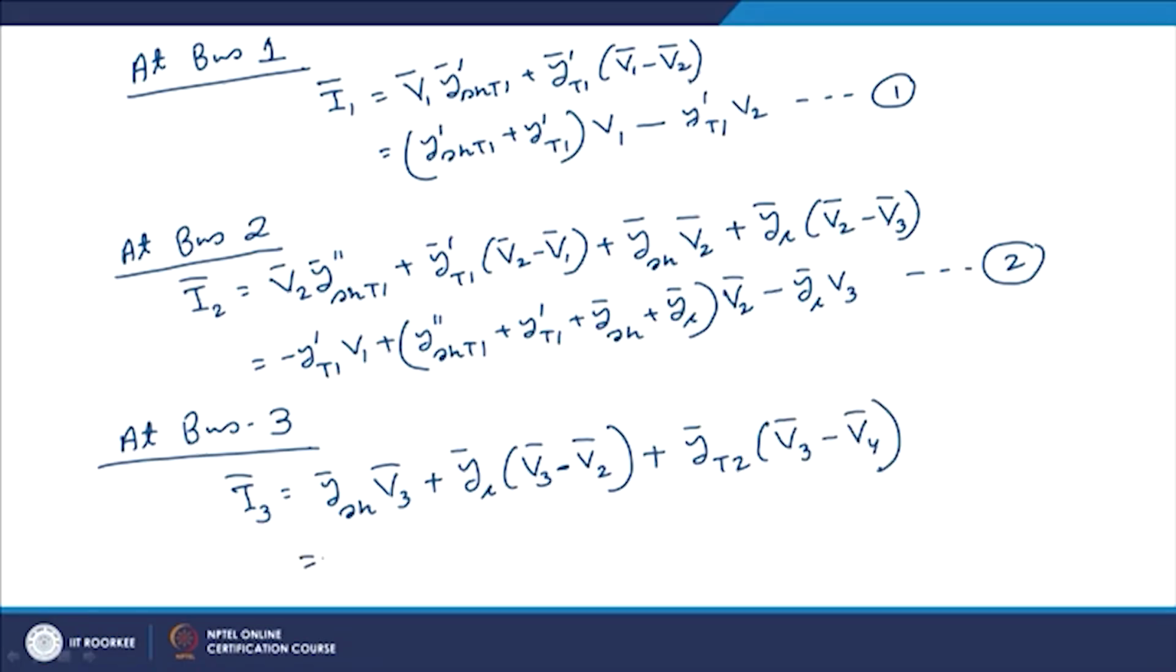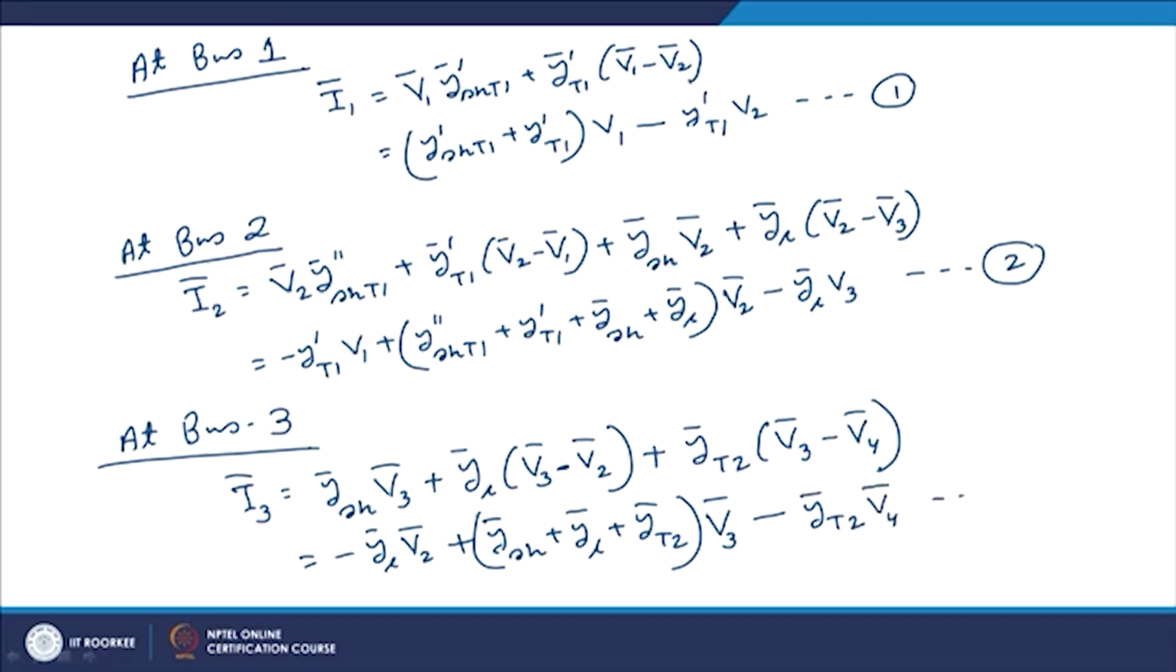So, we collect all the terms together. So, this is minus YL V2 plus (Y shunt plus YL plus YT2) into V3 minus YT2 into V4. So, this is equation 3.